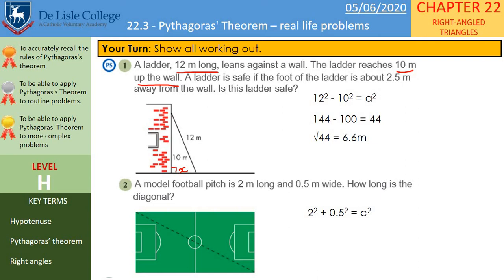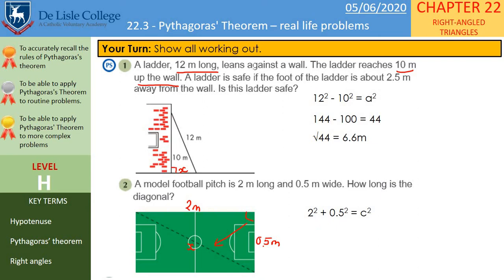Okay, so now a model football pitch is 2 metres long and 0.5 metres wide. How long is the diagonal? So we know that's 2 metres, we know that's 0.5. It wouldn't matter if you'd labelled these two sides or these two sides, in a rectangle opposite sides are the same, but what we're trying to find here is what x is, the missing side, and it's the longer side because it's opposite our right angle, so we're doing our addition here.